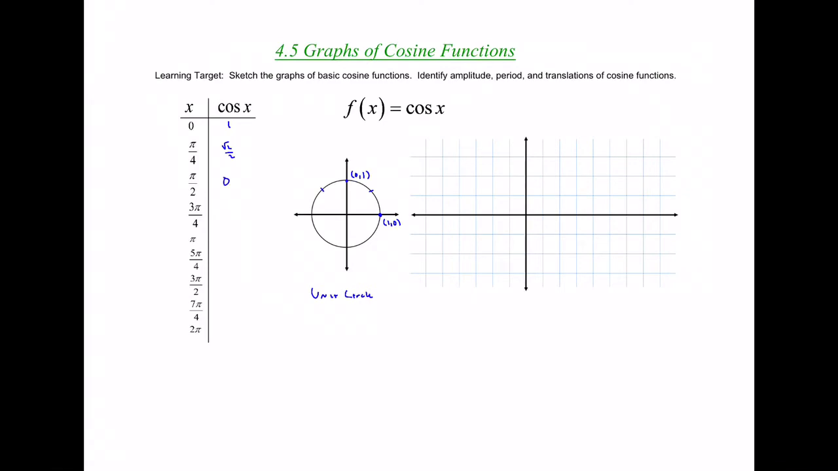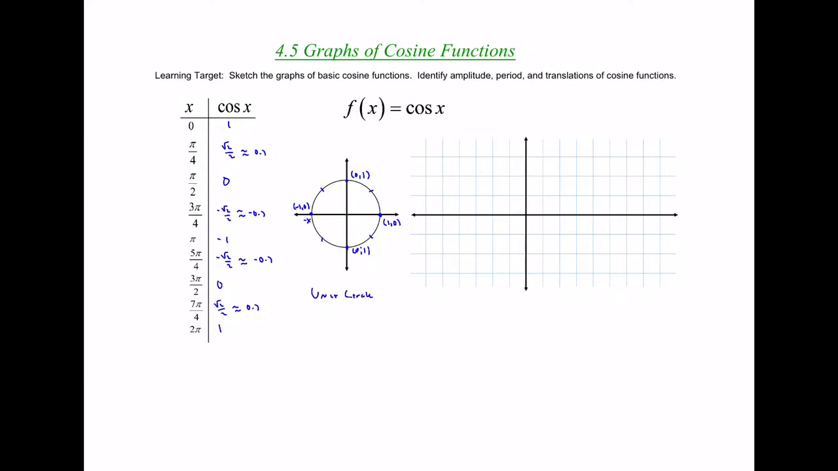3 pi over 4 cosine. Now remember, x is negative on this side, so you'll now get negative square root of 2 over 2, which remember, is approximately 0.7. At pi, you're at (-1, 0), so cosine would be negative 1. 5 pi over 4, you're still on the negative side of x, so that's negative square root of 2 over 2. 3 pi over 2 is at (0, -1), so cosine of 3 pi over 2 is 0. 7 pi over 4, you're now back on the positive side of x, so that's square root of 2 over 2. And then 2 pi, back at 0, so cosine would be 1.